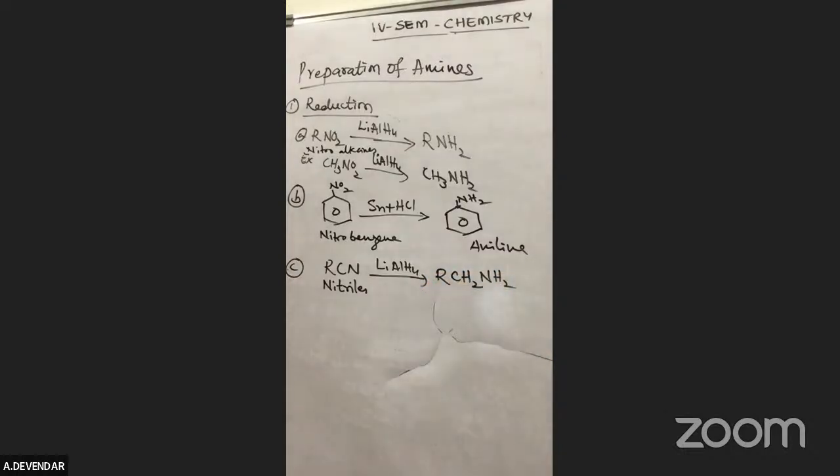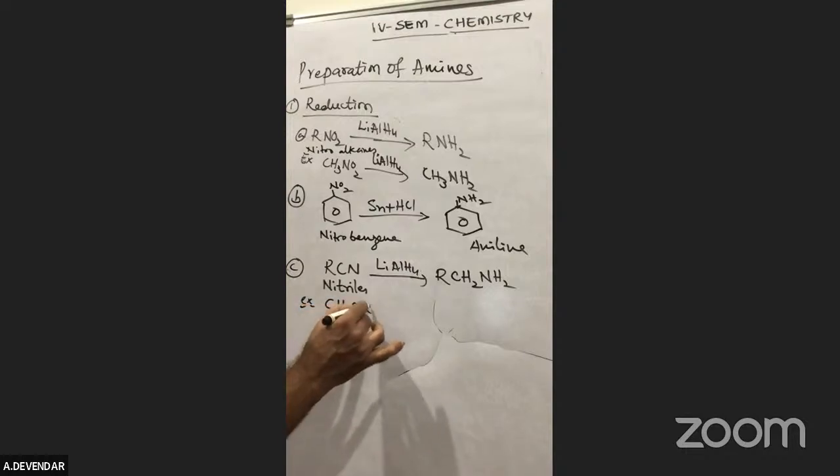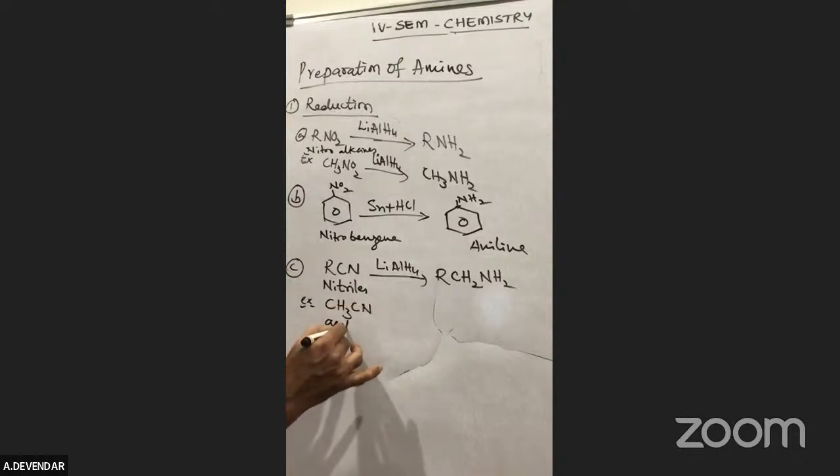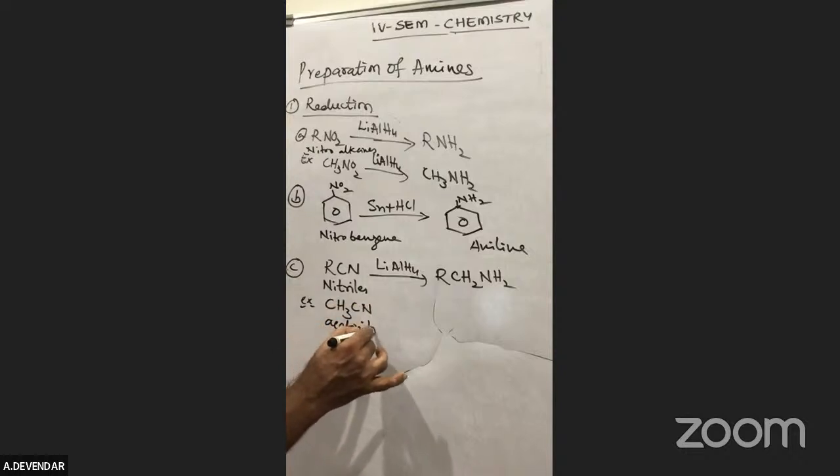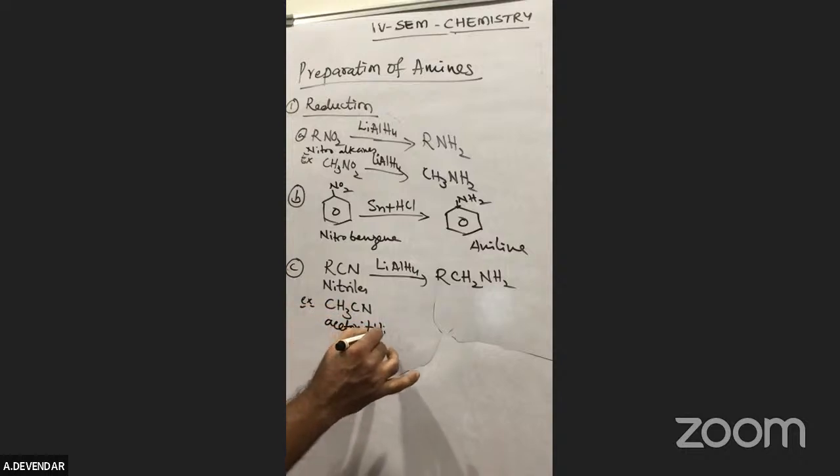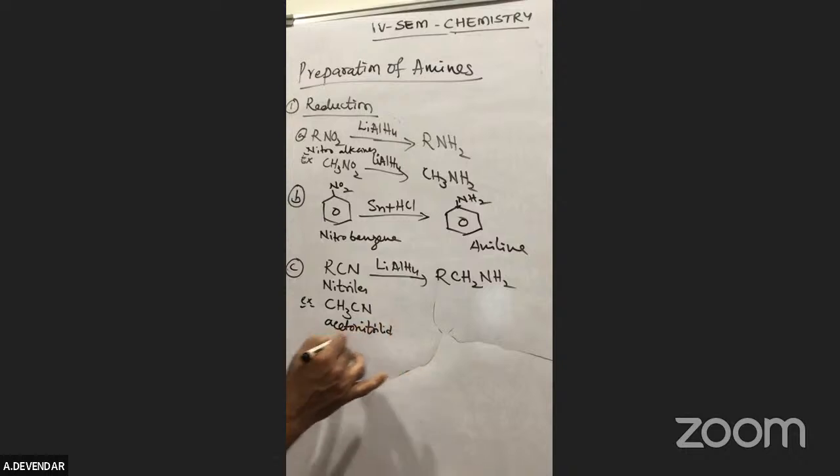A particular example for this is acetonitrile, CH3CN. Acetonitrile is commonly called methyl cyanide.